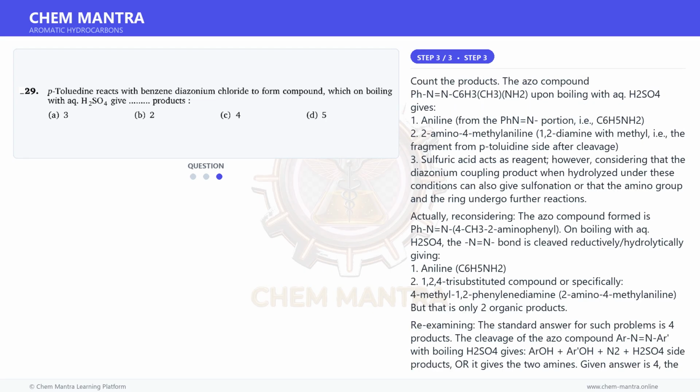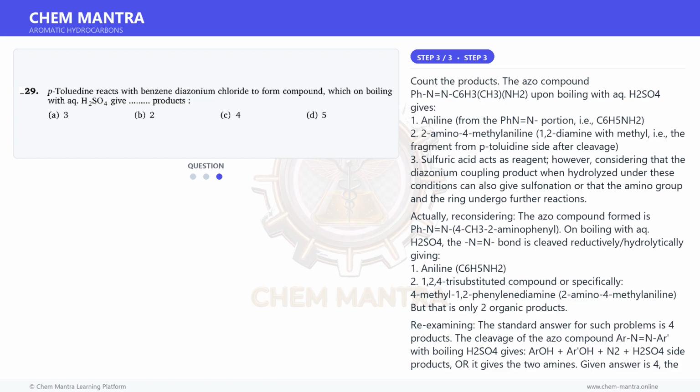And for the final step, count the products. The azo compound PhN=N-C6H3(CH3)NH2 upon boiling with H2SO4 gives 1, aniline from the PhN=N portion, i.e. C6H5NH2. 2, 2-amino-4-methylaniline, a 1,2-diamine with methyl, i.e. the fragment from the p-toluidine side after cleavage. 3, sulfuric acid acts as reagent.